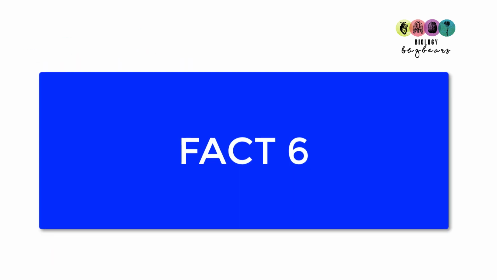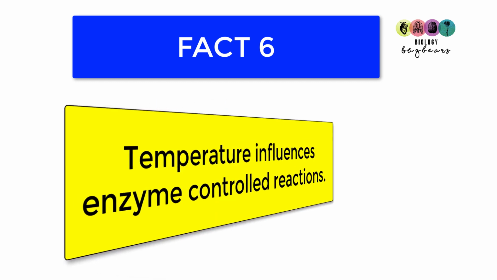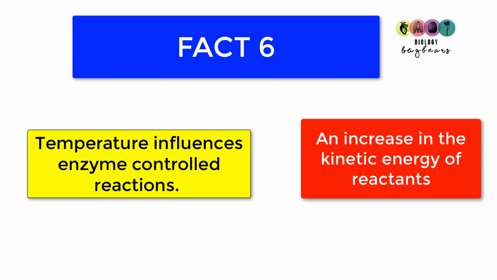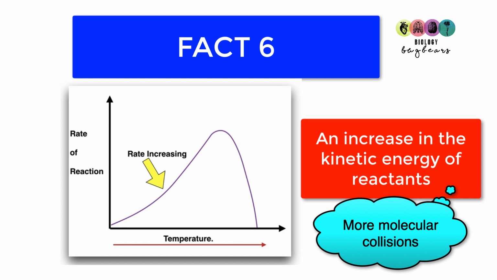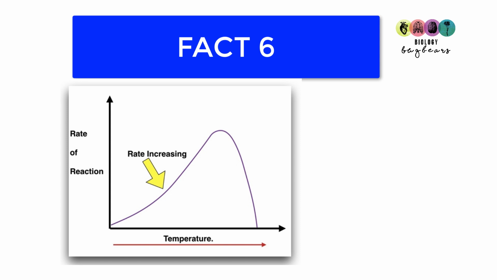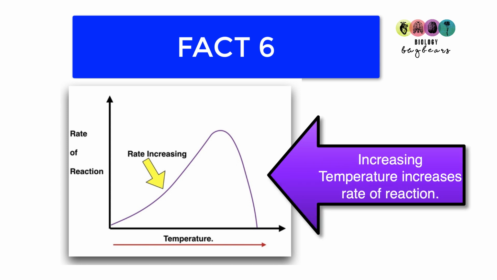Fact number 6. Temperature is one factor which greatly influences enzyme-controlled reactions. When you increase the temperature, you increase the kinetic energy of the reactants, and so they collide more frequently. There are more molecular collisions. And if the molecules are colliding more often, the chances are that they'll do so in just the right way and with just the right amount of energy for a reaction to proceed. So increasing the temperature of an enzyme-controlled reaction does increase the rate of the reaction up to a point.